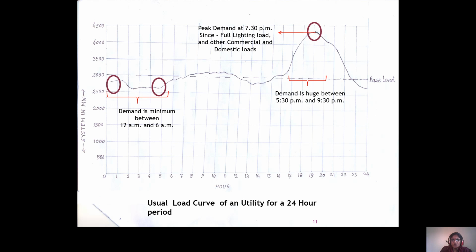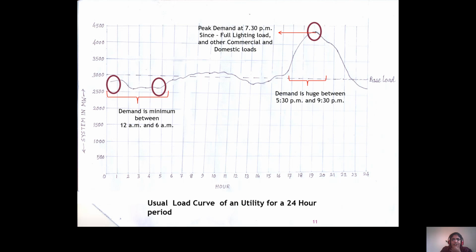So when you observe this curve, the x-axis is the hour basis, that is 24 hours, and the y-axis is the system load in megawatt. This is the usual load curve of a utility for a 24 hour period. How much of the load will be taken over these 24 hours?